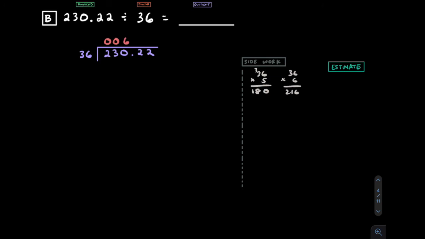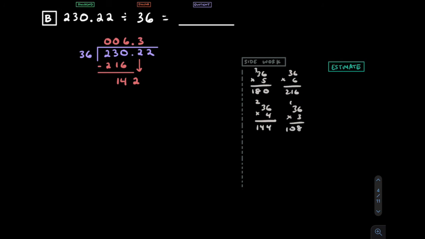Let's put a 6 up here. 6 times 36 is going to be 216, and we're going to subtract to see what our remainder is. 230 minus 216 is 14, and we'll bring down this 2 to team up with the 14 to repeat this process. Since 36 times 5 was too big, we should try something like 36 times 4. 36 times 4 is going to be 144. Since it's a little bit too big, we should try something like 36 times 3. 36 times 3 is going to be 108.